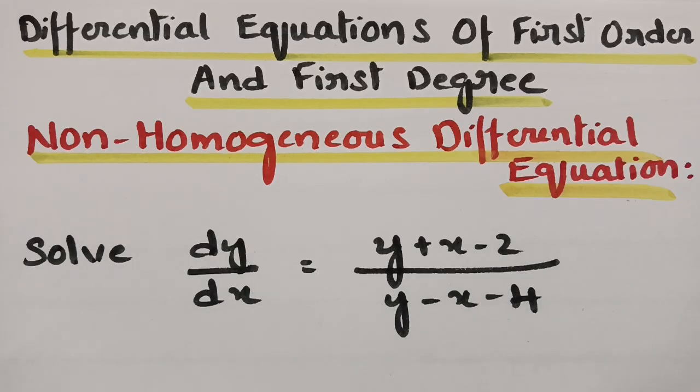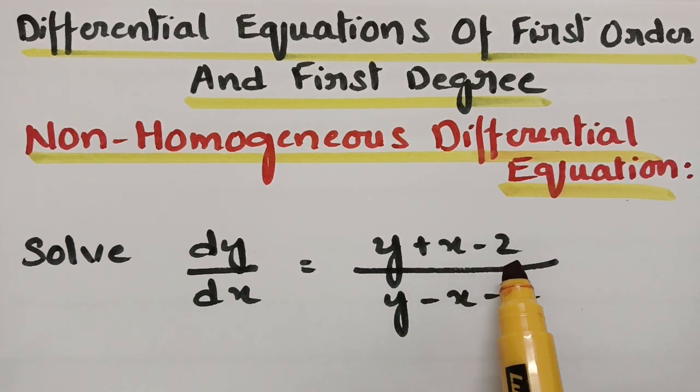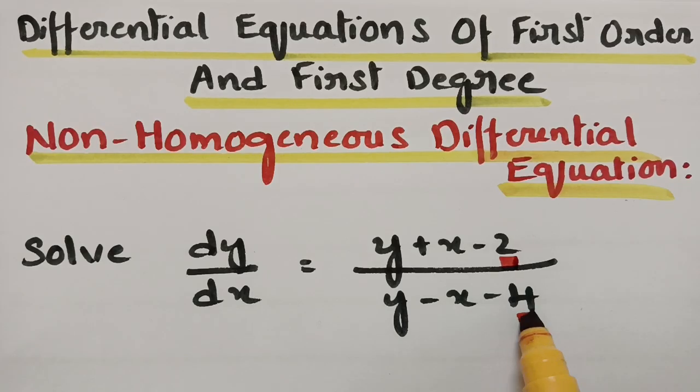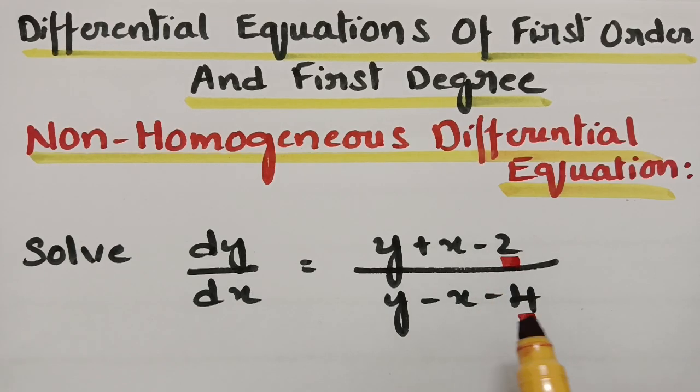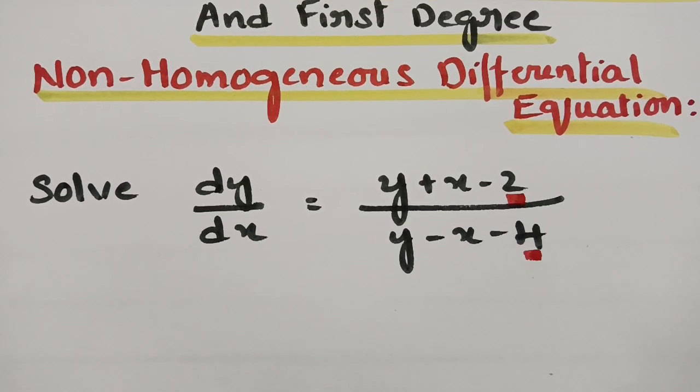Let's get into today's video, which is on homogeneous differential equations. This topic is from differential equations of first order and first degree. So let's get started to solve dy/dx = (y + x - 2)/(y - x - 4). Here is a logic: whenever you see constants here, imagine that it is a non-homogeneous differential equation. I've told you about homogeneous differential equations where these constants are not there. If there are two constants, just transform it as a non-homogeneous differential equation.